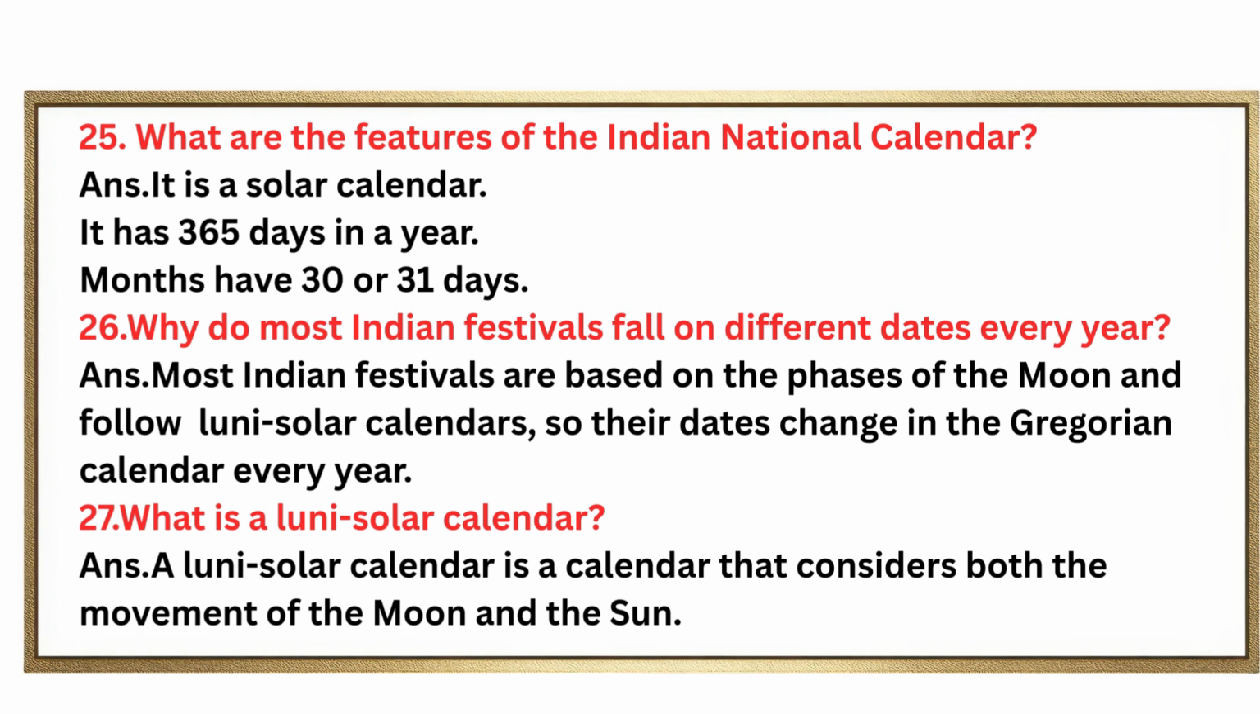Question number 26. Why do most Indian festivals fall on different dates every year? Answer. Most Indian festivals are based on the phases of the moon and follow lunar or lunisolar calendars. So the dates change in the Gregorian calendar every year. Question number 27. What is lunisolar calendar? Answer. A lunisolar calendar is a calendar that considers both the movement of the moon and the sun.